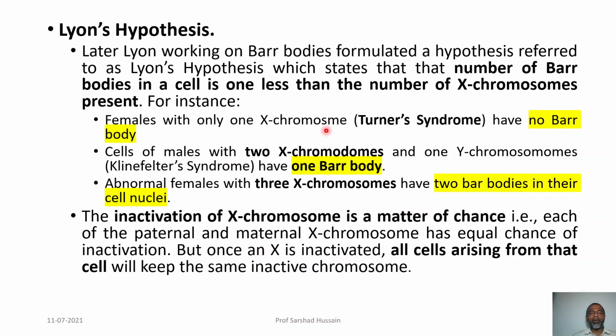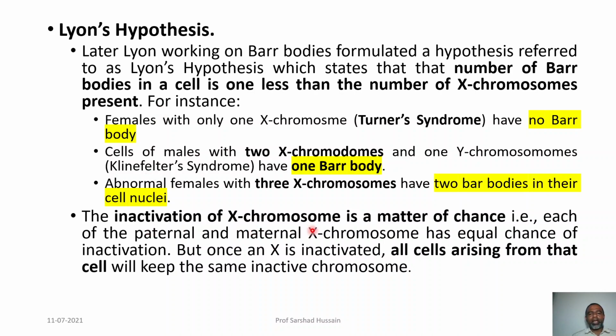A female with only 1 X chromosome, say for example Turner syndrome, has no Barr body; only 1 X chromosome is present, and that too is in active condition. Cells of males with 2 X chromosomes and 1 Y, which is the condition of Klinefelter syndrome, have 1 Barr body, because you have 2 X. So, 2 X minus 1 is equal to 1. And abnormal females which have 3 X chromosomes will have 2 Barr bodies. So, it means the number of Barr bodies in a cell is 1 less than the number of X chromosomes present.